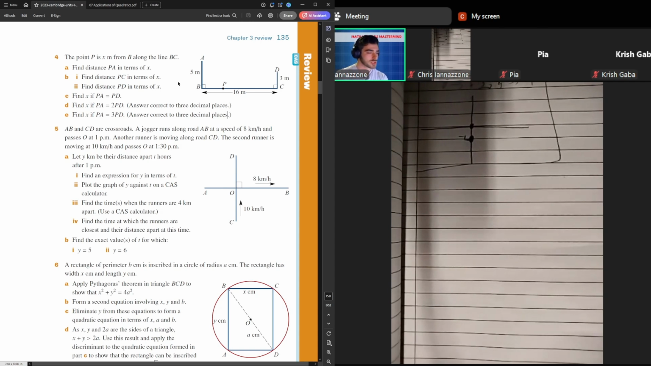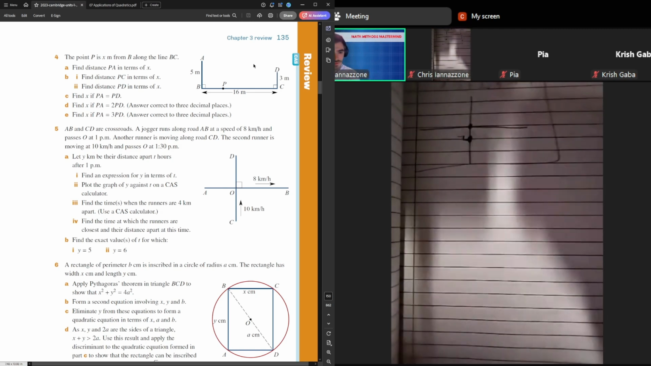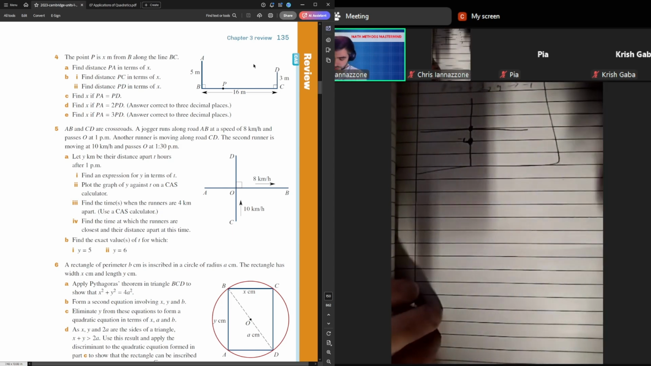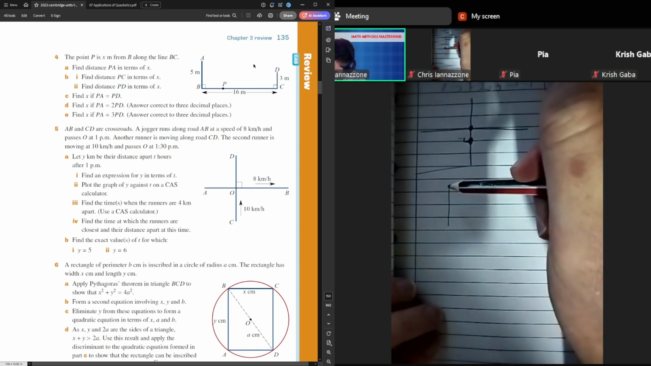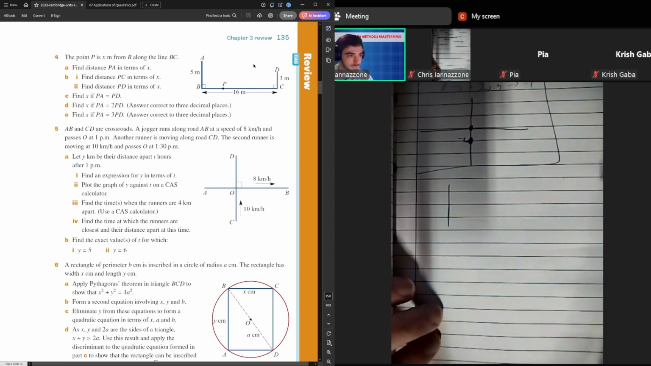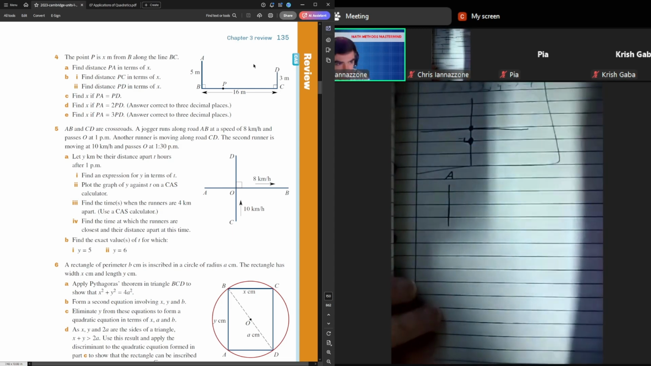Okay, so question 4. Point P is x meters from B along the line BC. So there's our P there. Find the distance PA in terms of x. So PA meaning this sort of diagonal up here on the screen share. What might we do? While you guys have a think about that, yeah, Pythagoras is correct. That'll be the approach, but we've now got to think about how we can utilize it exactly. So I'll start drawing it out on the handwritten bit.